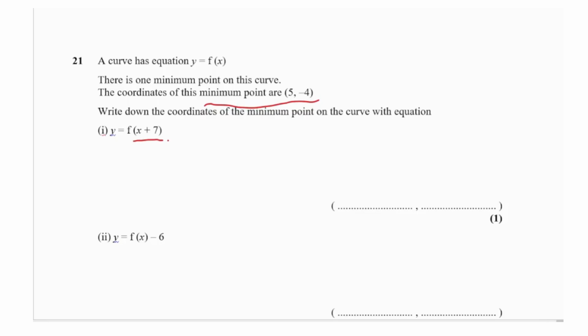So you remember that whenever we have something in the bracket, so f of x plus 7, we're going to take 5 minus 7. So 5 minus 7, we will get minus 2. And the y is no change, so our coordinates will be (-2, -4).